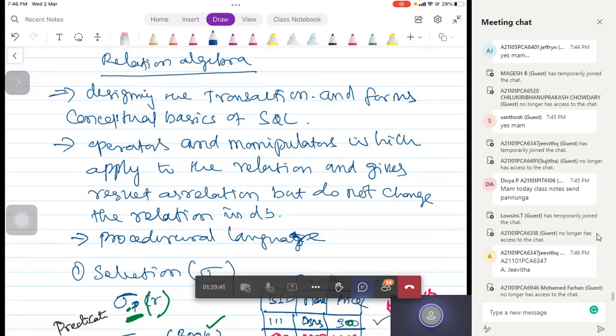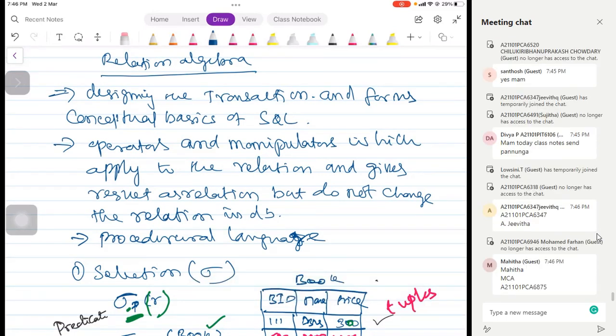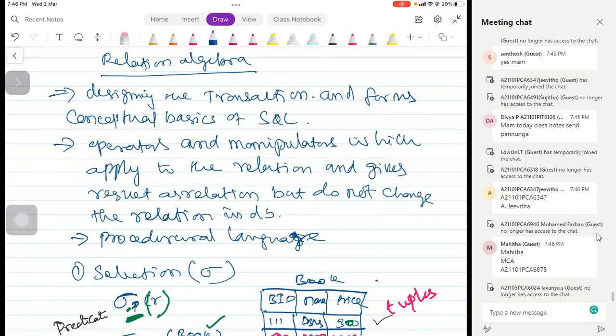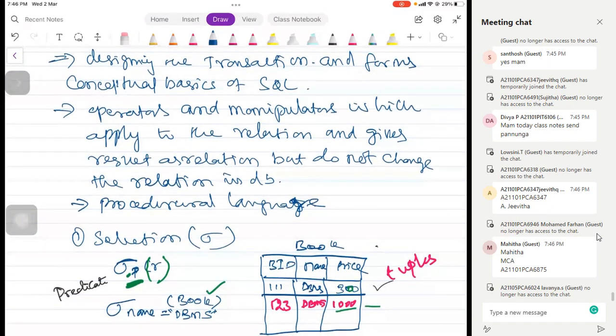Designing the transaction and forms conceptual basics of SQL. SQL என்னன்னு தெரியும்ல, ஸ்ட்ரக்சர்ட் கொரி லாங்குவேஜ். இதை வச்சுதான் அந்த ஸ்ட்ரக்சர்ட் கொரி லாங்குவேஜ் பண்றாங்க. Operators and manipulators which apply to the relation and gives result as a relation but do not change the relation in database. ஆமா, என்னென்ன வேணுமோ நம்ம அதுல இருந்து எடுத்து ஒரு ஃபார்ம்ல நமக்கு கொடுப்பாங்க.